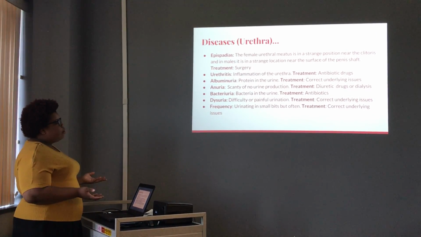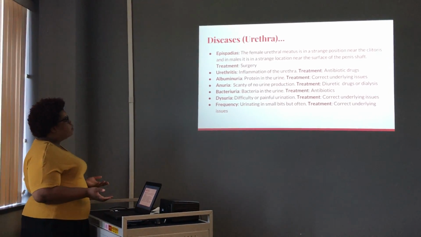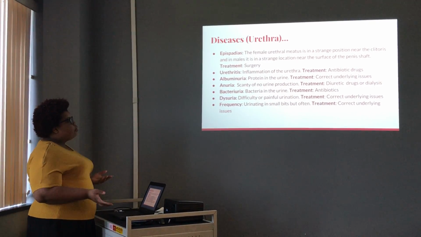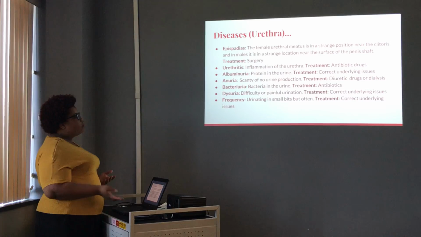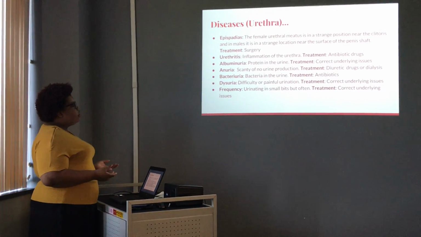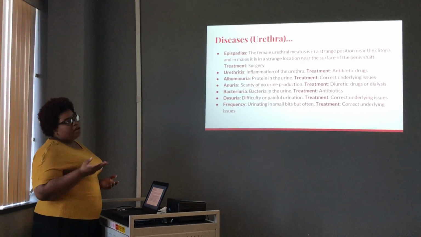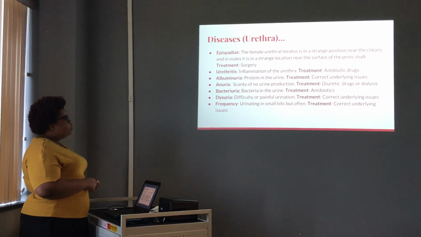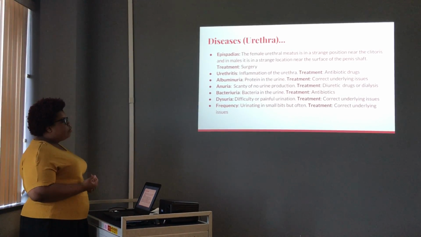Albuminuria is protein in the urine. Treatment, correct the underlying issue. Anuria is scanty or no urine production. You have to take a diuretic drug or dialysis. Bacteriuria is bacteria in the urine, and of course, antibiotics for that as well. Dysuria is difficult or painful urination.